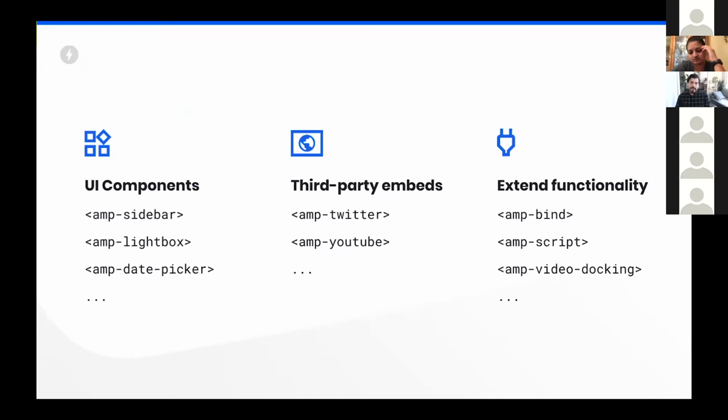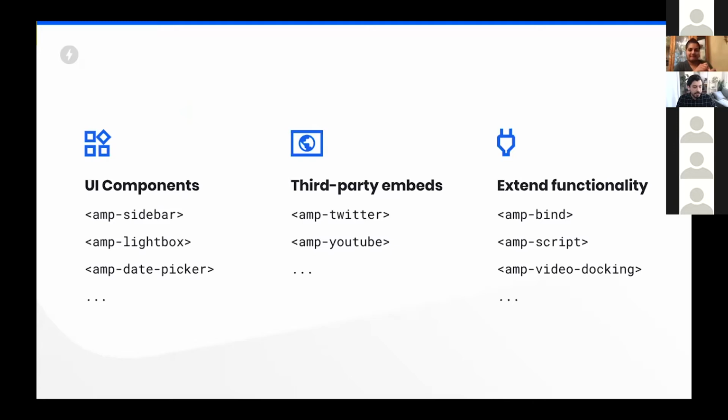There are three main categories of AMP components, as I would see it. A big chunk of them are UI components. These are just components that enable some sort of user interaction in your page, like a sidebar that pops up when you click on a button, like a lightbox that creates a modal on some sort of interaction, like a date picker element that allows you to enter dates into a form, and many more, like AMP selector.